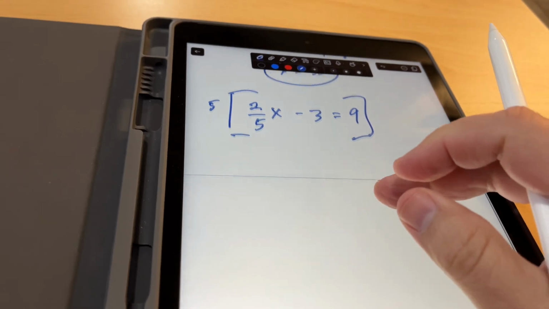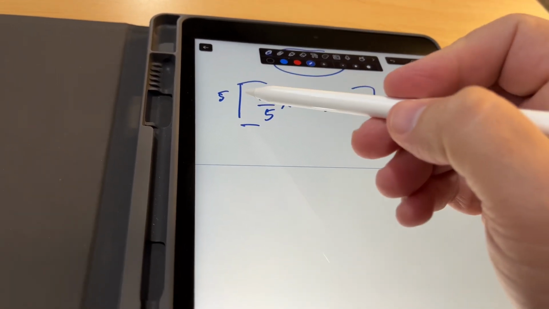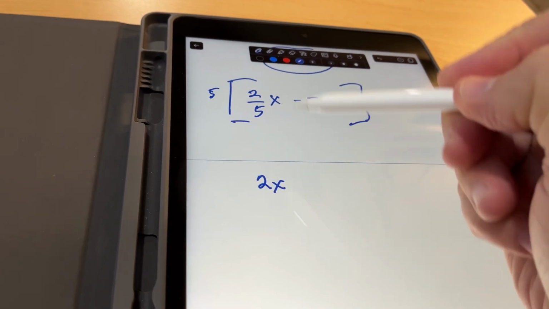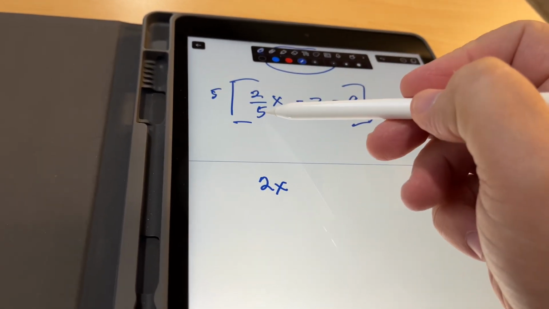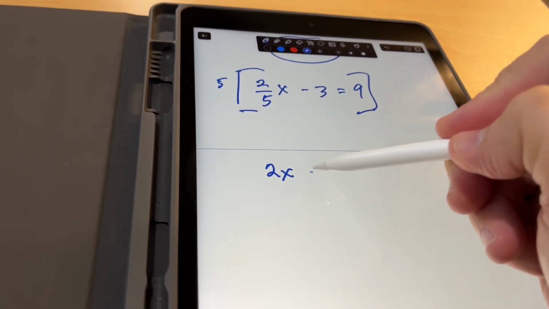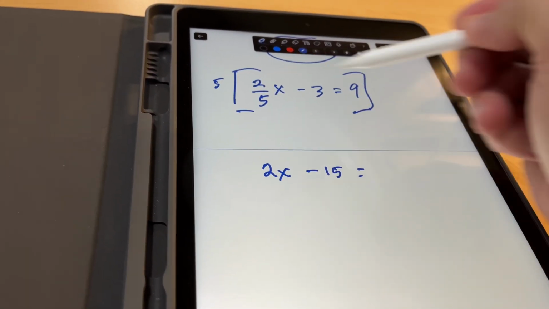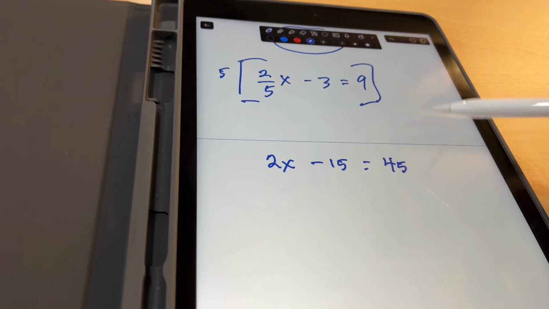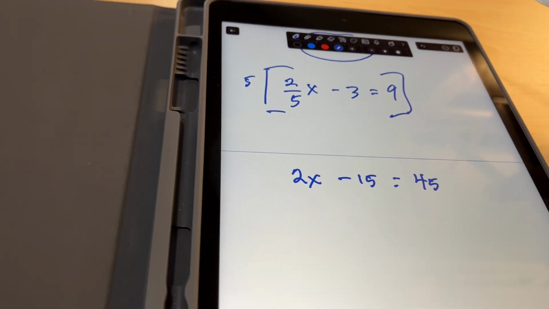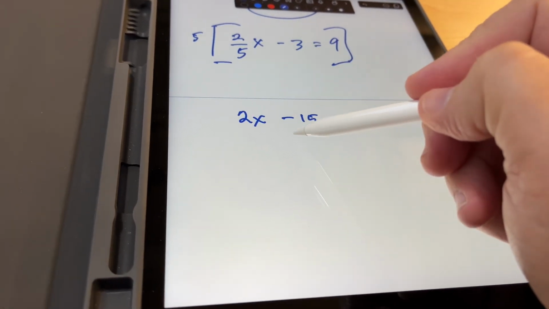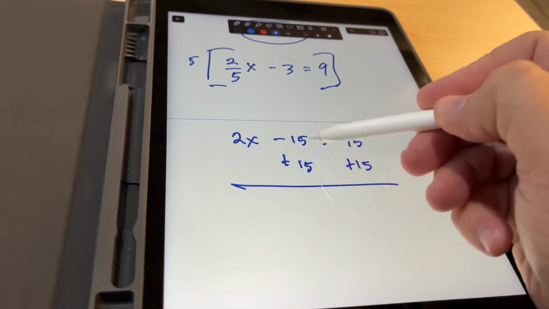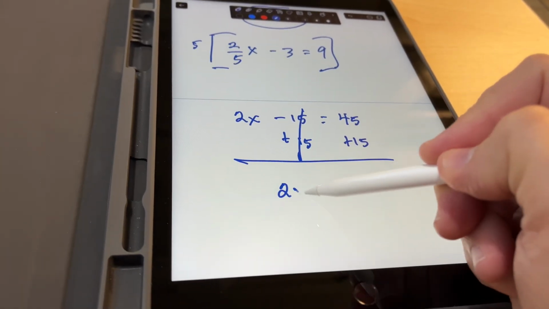So if we multiply everything by 5, look at what's gonna happen. So in this fraction, the 5's would cancel, and I'd just have 2x, because these 5's cross cancel. 2 times x is 2x. 5 times -3 is -15, and 5 times 9 is 45. Of course, I put this in brackets so I realize I have to multiply everything by 5. So I get that. And then you would add 15 here and add 15 here. Of course, those are going to cancel.